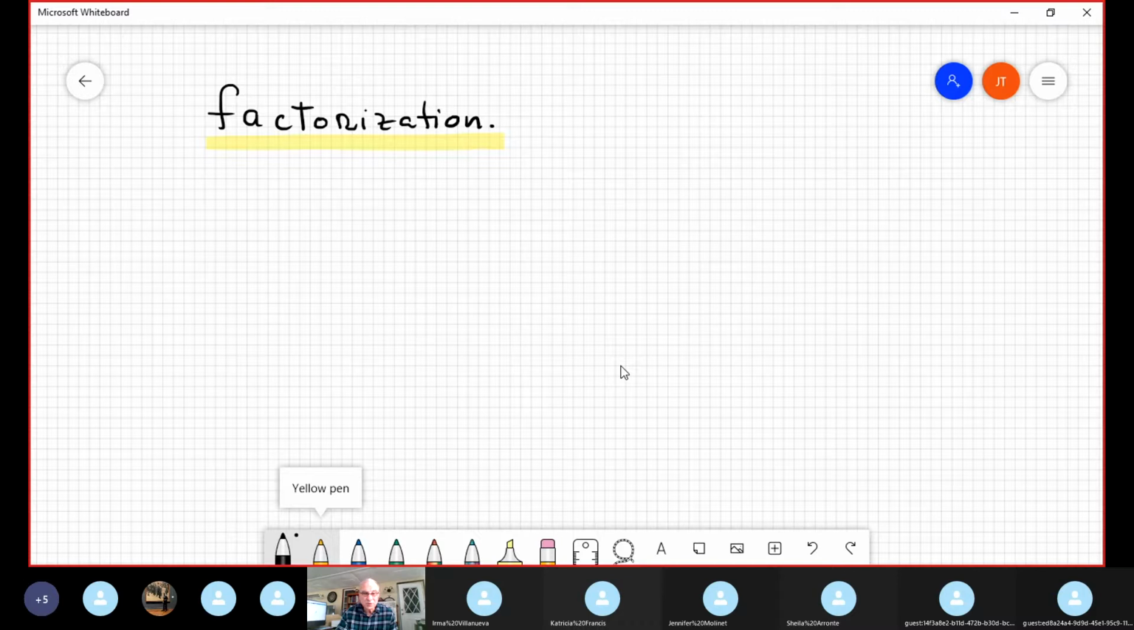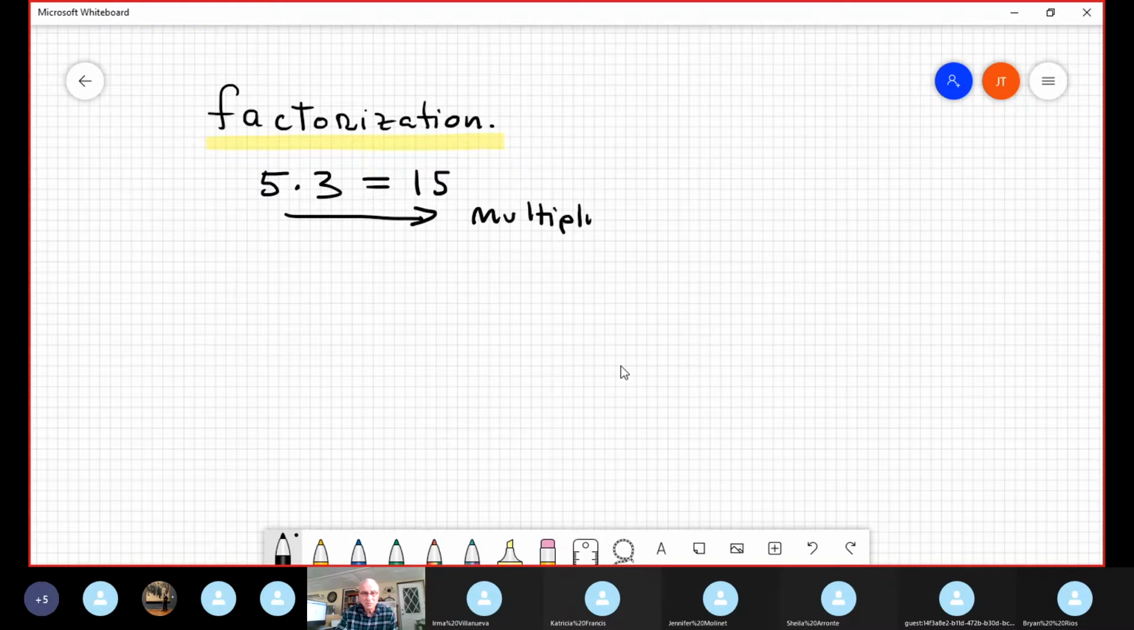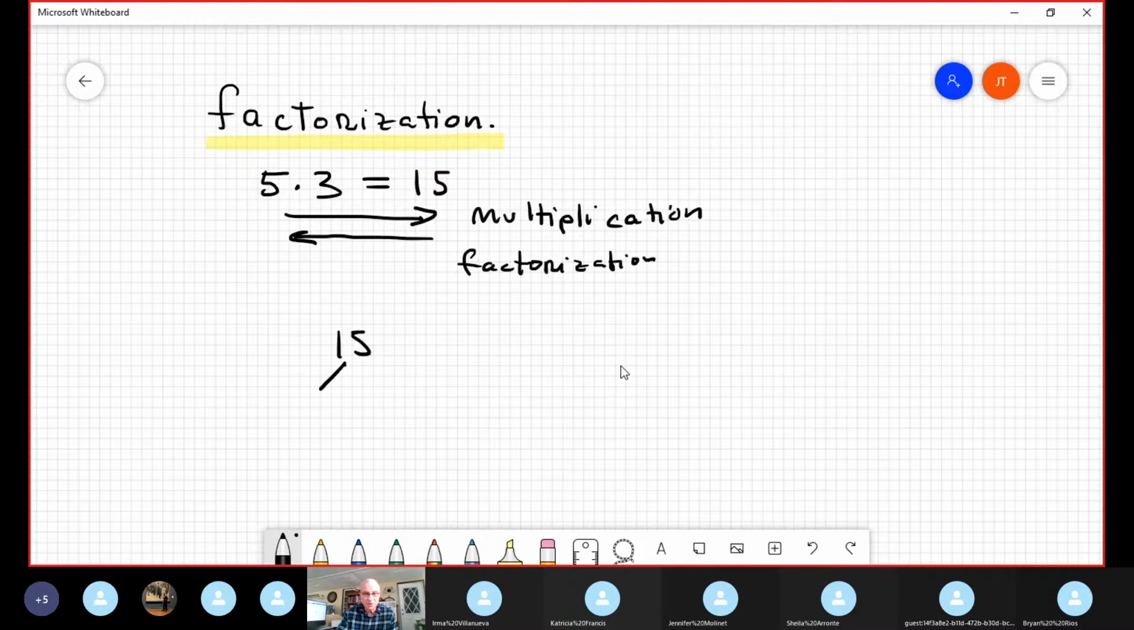So what is the idea of factorization? Well, factorization is the opposite operation, the opposite procedure, of multiplication. You are super familiar with 5 times 3 is 15. This direction is multiplication, but the opposite direction is factorization. In other words, I give you the result 15 and you break it down, using prime numbers.